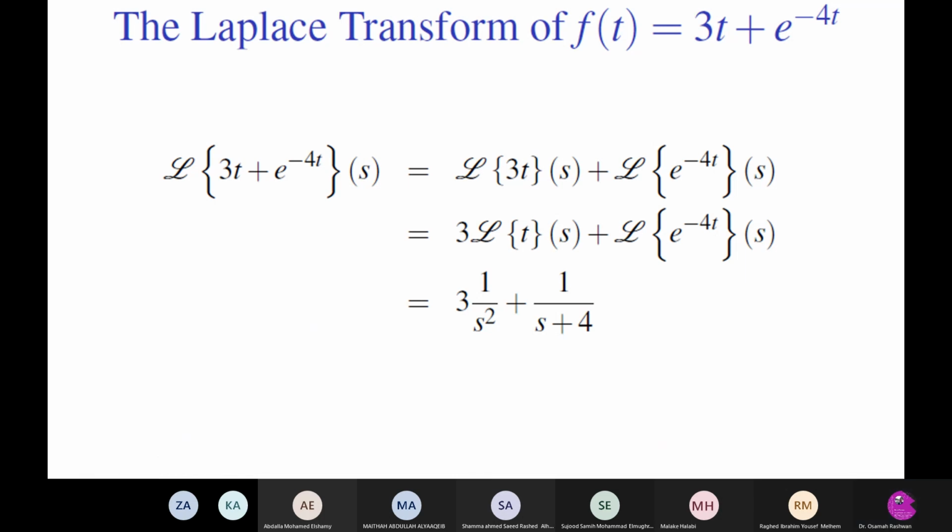Okay. So this example is just to check the linearity of Laplace transform. So it is behaving exactly like the integration. If you would like to integrate this one, you take the 3 outside, integrate t plus the integration of the exponential. Now you take the Laplace transform in the same way.